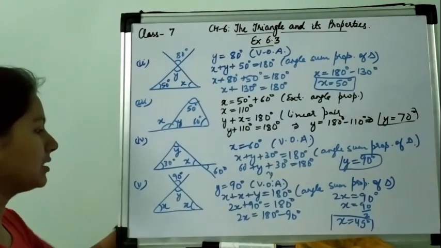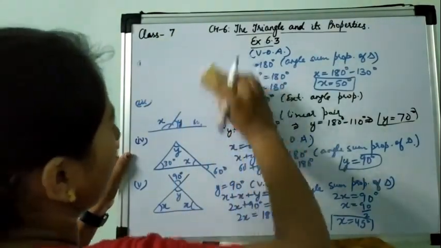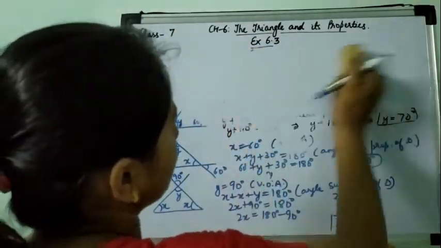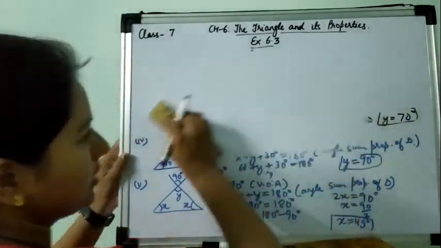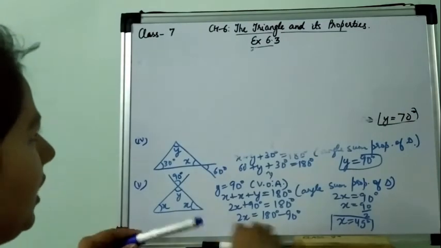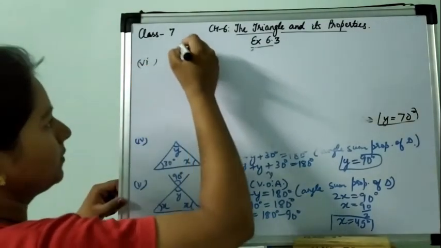Now in sixth part, the diagram will look quite different for you. Sixth part will look a little strange to you because in its diagram not a single angle is given. Okay, not a single angle is given. So let's see how we can find out the sixth part. For sixth part, the diagram is like this.